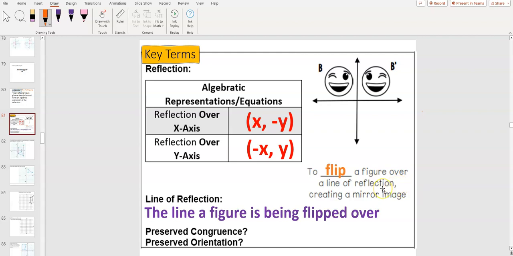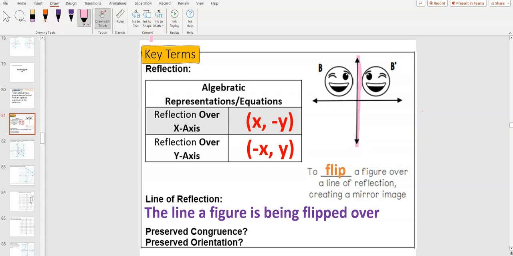When we flip something over, it's going to end up being backwards or upside down. That is because, like a mirror, if I look at something in a mirror, it's going to be backwards or flipped upside down, depending on how I'm looking at it. In my example here, my line of reflection, which is a line a figure is being flipped over, in this example with my little winky face, is my x-axis.